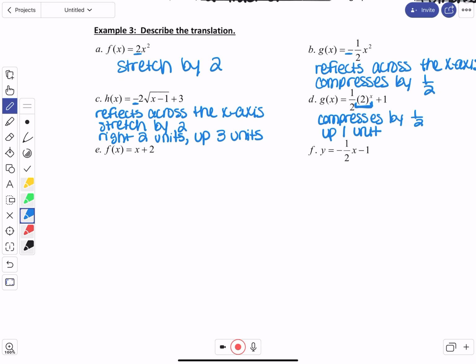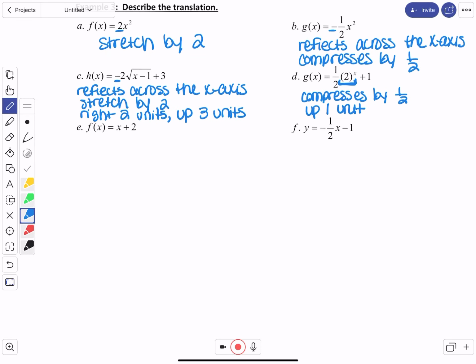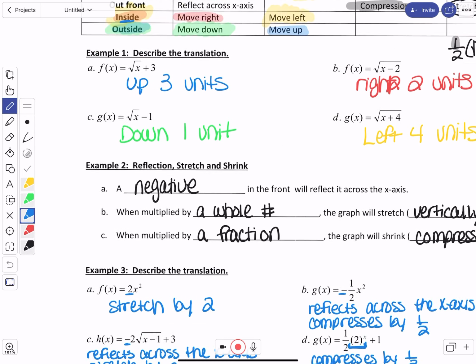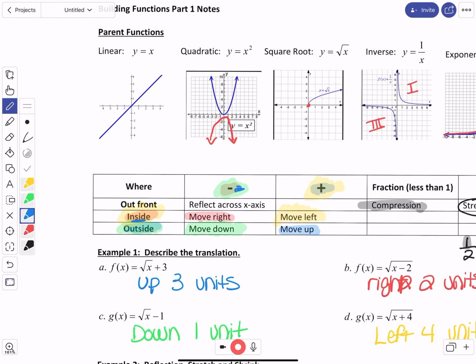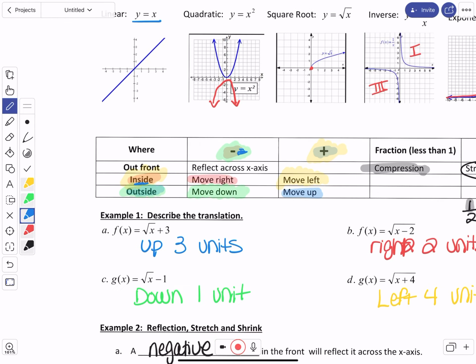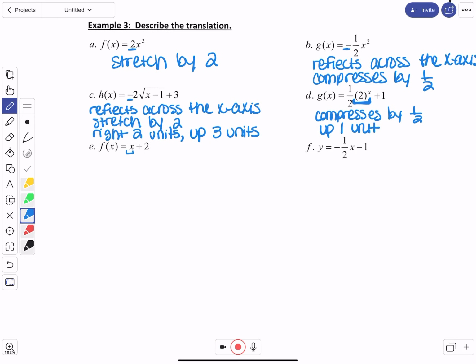Okay? All right. Now, here's just an x. So remember, x, that is the parent function. That is coming from this one. Okay? So that's that parent function. So we're describing the 2. That's considered outside. It's not in anything. That's considered outside. So that's just up 2 units. And that's all there is to that one.